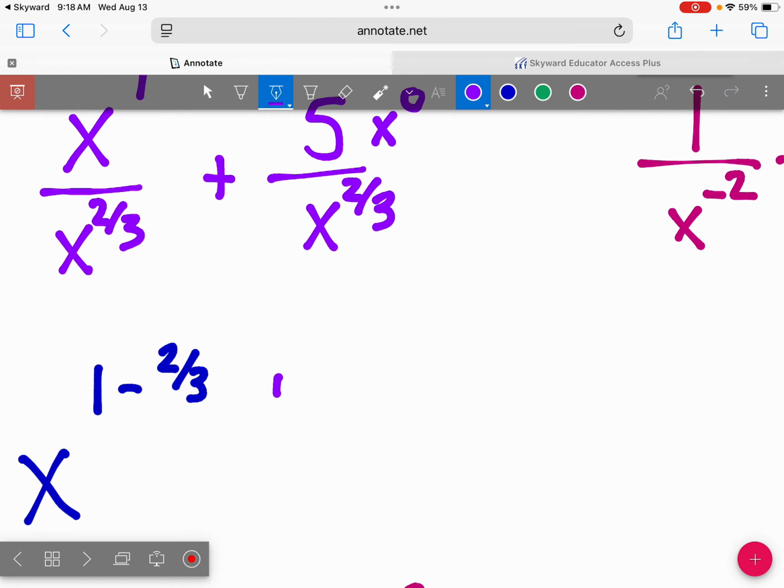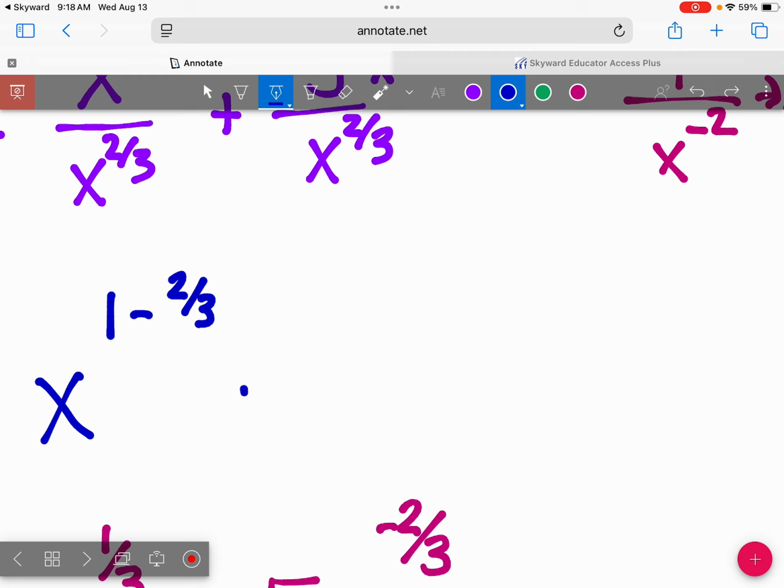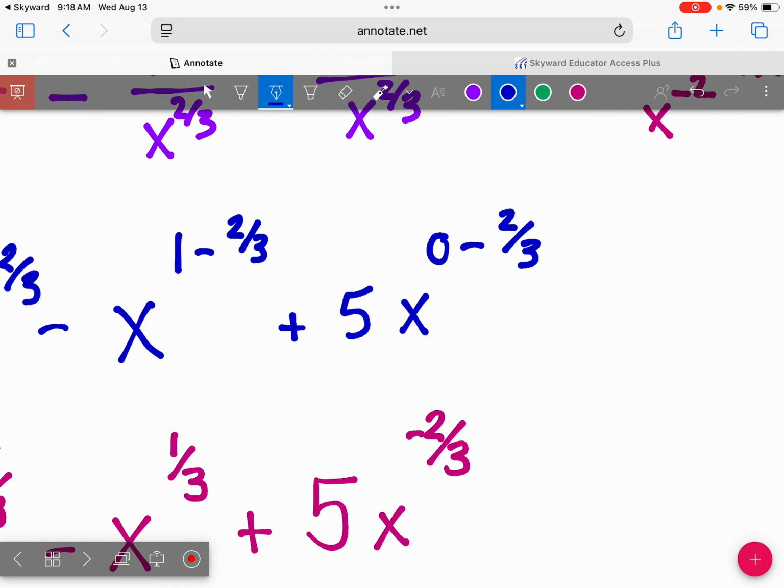And so you could do this as our 5x to the 0 minus 2/3, which simplifies to negative 2/3. If that helps, do it that way, totally fine. But it's using this negative exponent property that if I have something up here that's negative, it goes in my denominator. If I have something in my denominator that's negative, it goes up. It always flips it across that fraction.